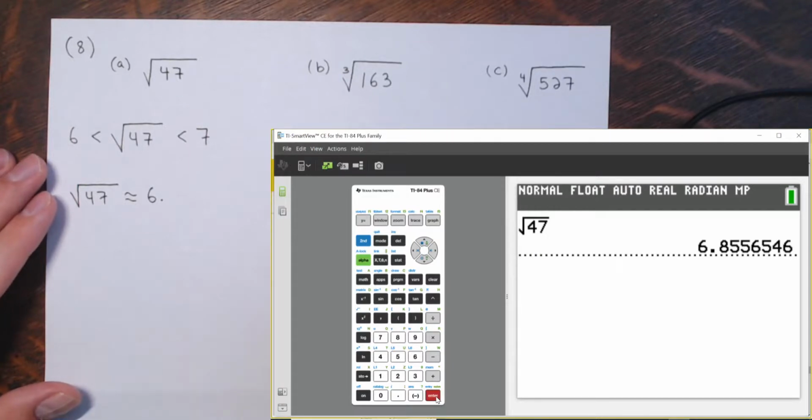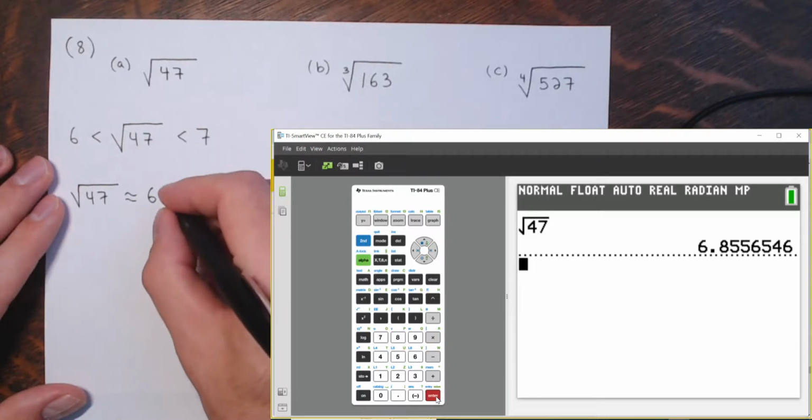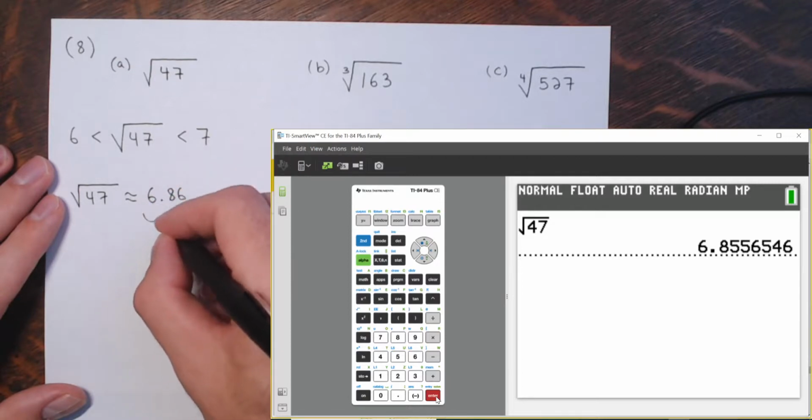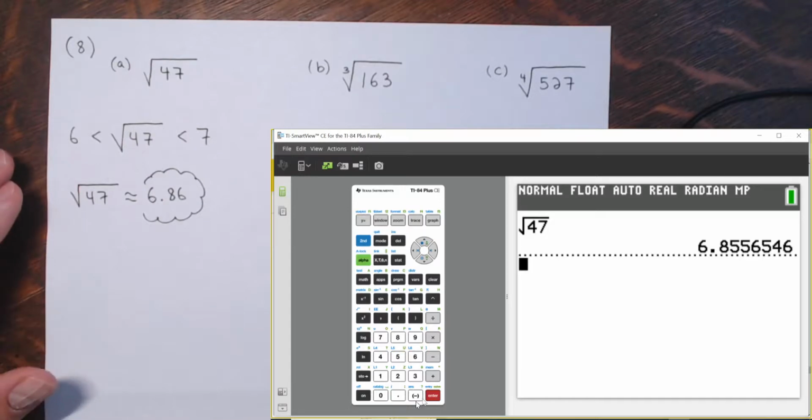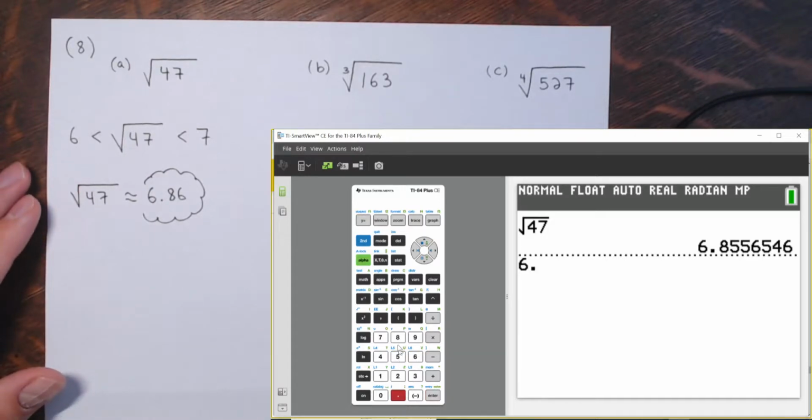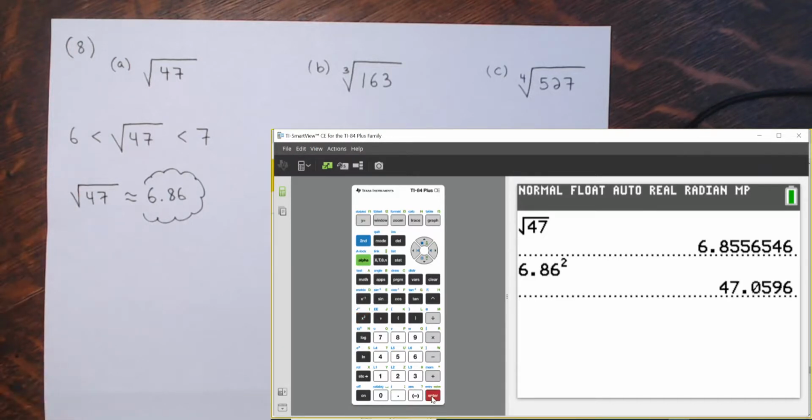Now the third decimal is 5. 5 or higher, so I bump up the second one. So I round that to 6.86 if I'm rounding to 2 decimal places. And again, you can test it out. Take 6.86 and square it and see if you get something close to 47. And that's close to 47. That's good.